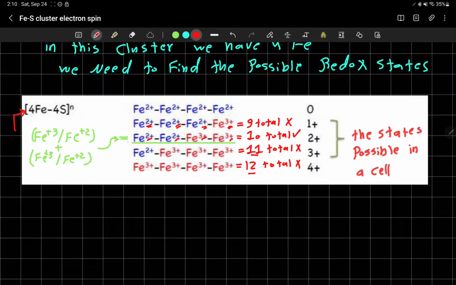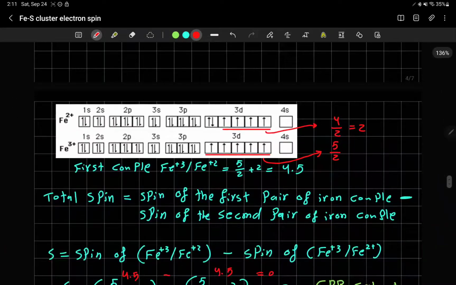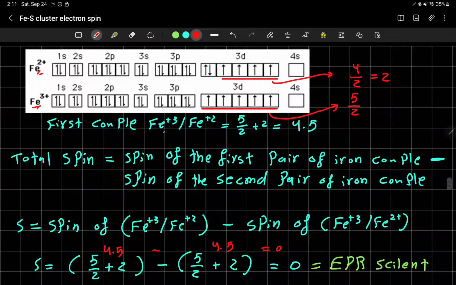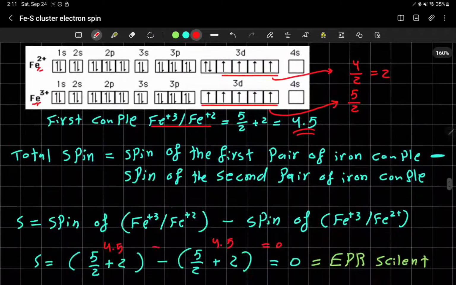Now, in this case that we have found, we can see that they couple. We will have an Fe3+ coupled with Fe2+, and the same again here. So we have 2 couples. Continuing to see the electron spin of these couples, exactly as we have seen before, we have 4 electrons for Fe2+ and 5 electrons for Fe3+. So the first couple, Fe3+ and Fe2+, will give us 5 over 2 plus 2, which is 4.5. And since the 2 couples are similar, we will have the same thing again.